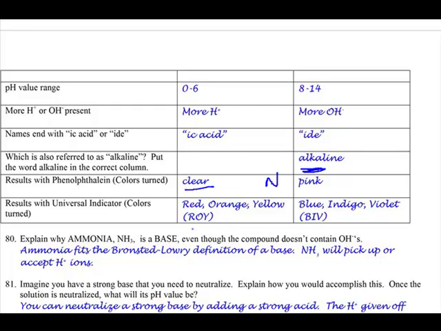Now, normally we look to see if something's a base. We look to see if they have OHs. Ammonia, if you look at the formula, it doesn't have OHs, but according to the Bronsted-Lowry definition, NH3 ends up picking up or accepting hydrogen ions and becoming NH4 with a +1 charge, and that makes it an acceptor, so that makes it a base. And as a result, it creates in the solution hydroxide ions. So it doesn't officially have hydroxides in its formula or in its molecule, but it ultimately produces these same hydroxide ions that all bases do.